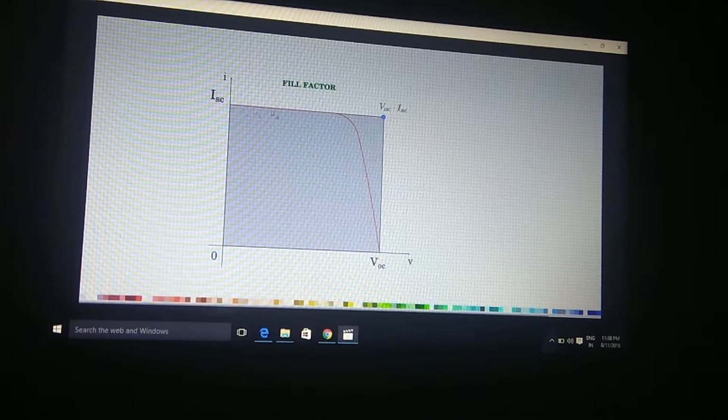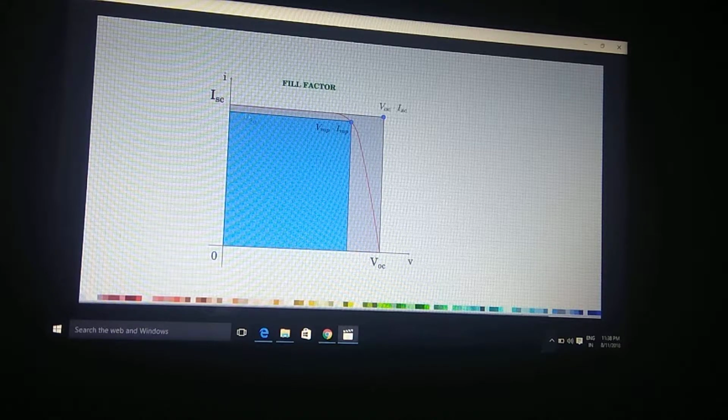Now, for a practical characteristic curve like this, the maximum power point is given like this, VMP and IMP, and it has projections which cover a rectangular area like this.